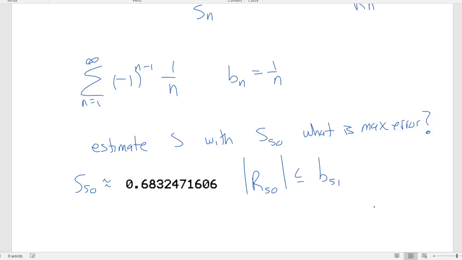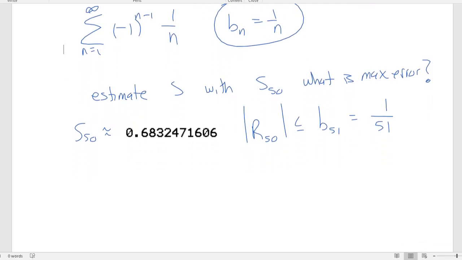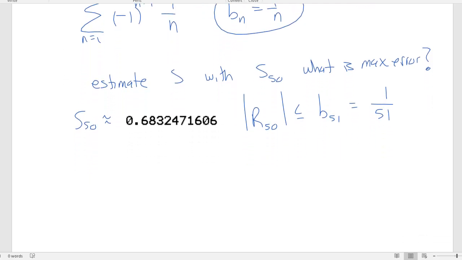Now, for this case, this b sub n is 1 over 51. My b sub n is 1 over n, so that's 1 over 51. So that is the max error from that approximation that we got. And if I plug that into a calculator, I get 0.02. Okay? So the remainder of the first 50 terms is at most 0.02.